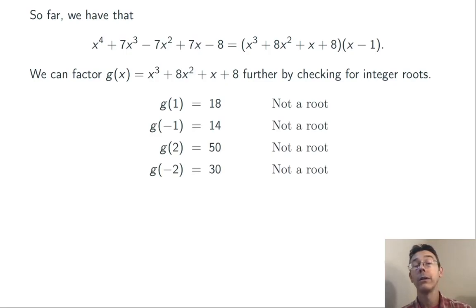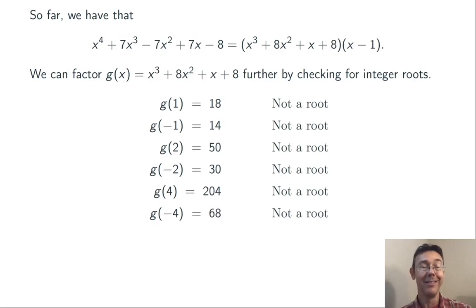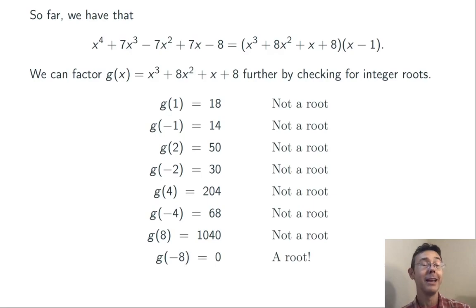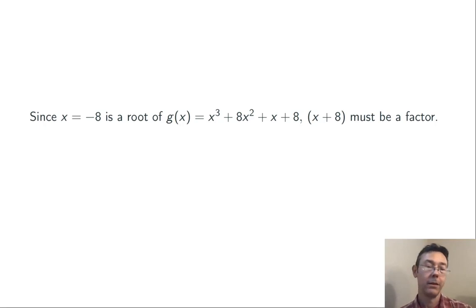2 is not a root. Negative 2 is not a root. 4 is not a root. Negative 4 is not a root. 8 is not a root, but negative 8 is. So if I got lucky the first time, this time I got unlucky. But eventually I did find a factor, x plus 8.